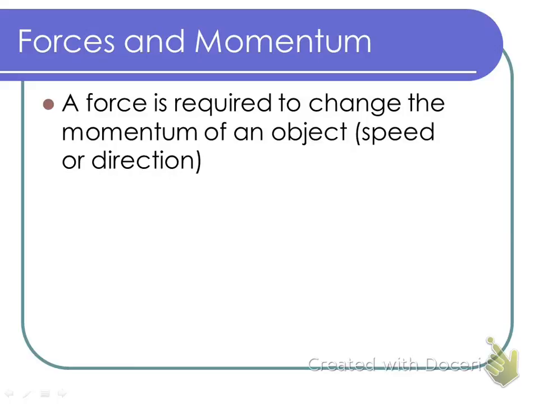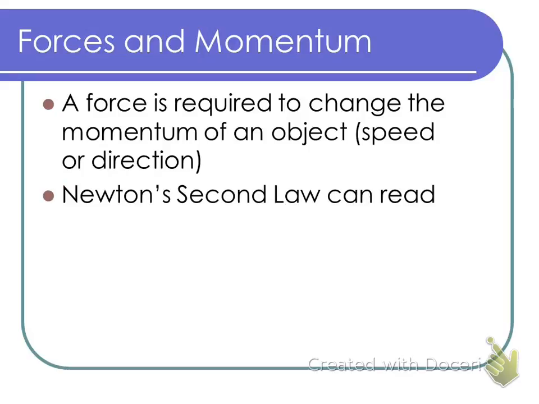Now what happens when we bring forces into it just a little bit, okay? A force is required to change the momentum of any object, and you can change the momentum of the object a couple of different ways. You can speed it up, slow it down, or you can change its direction. So you can change the momentum of an object two different ways, by applying a force to slow it down or speed it up, or by applying a force to change its direction.